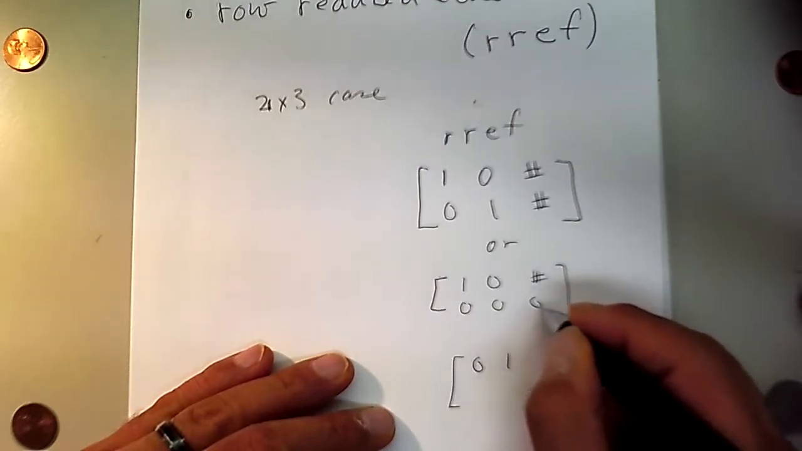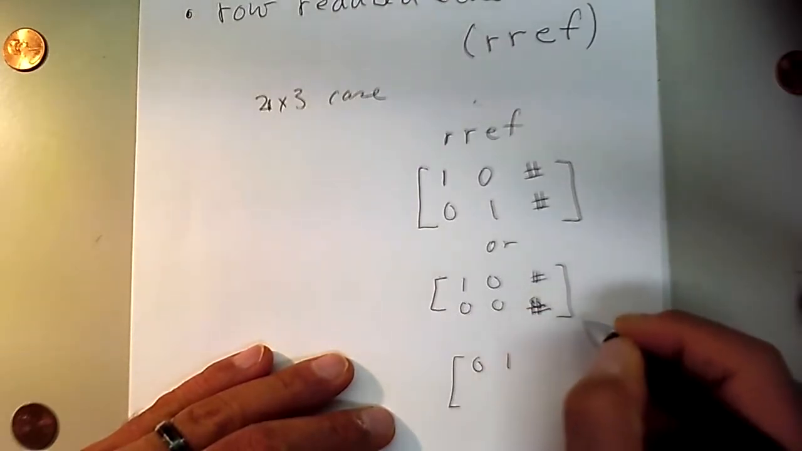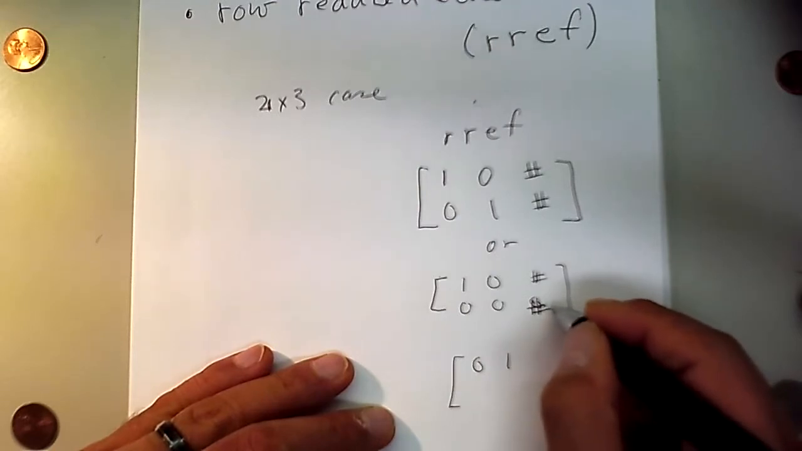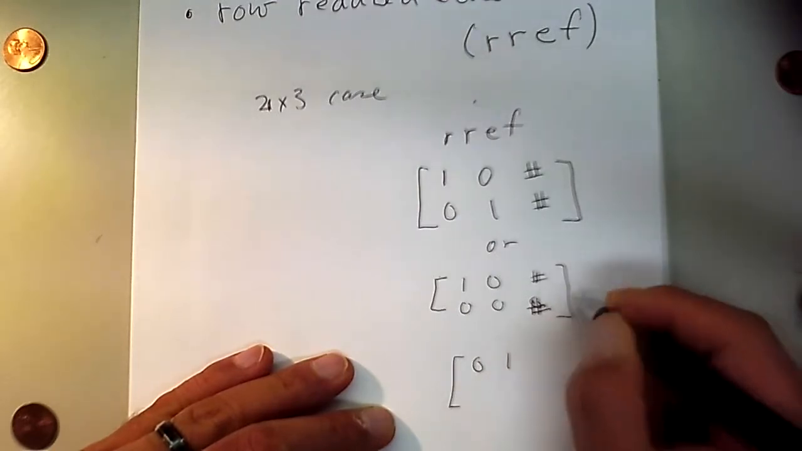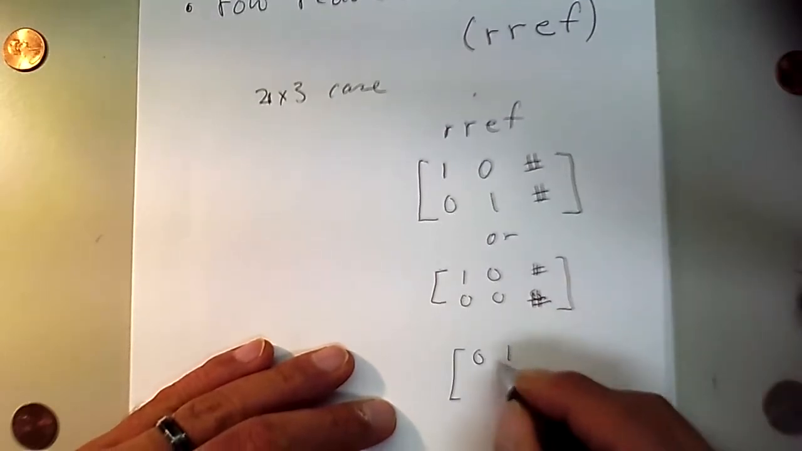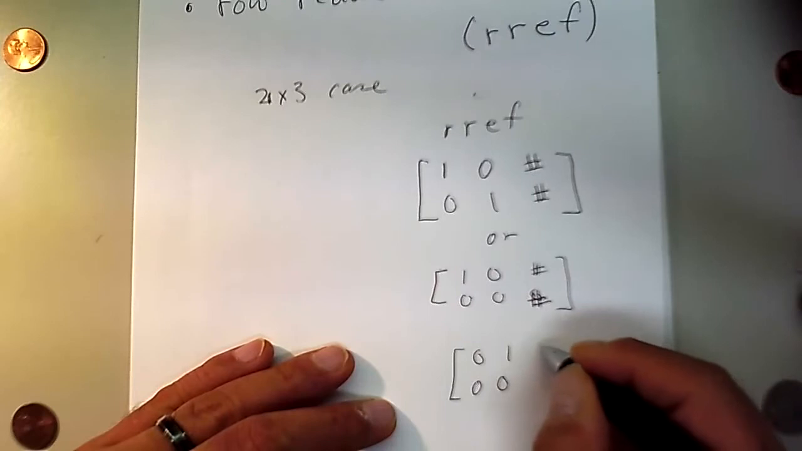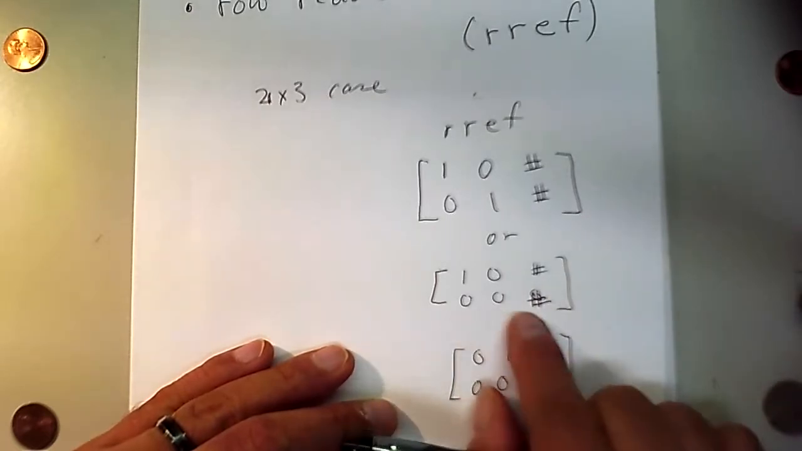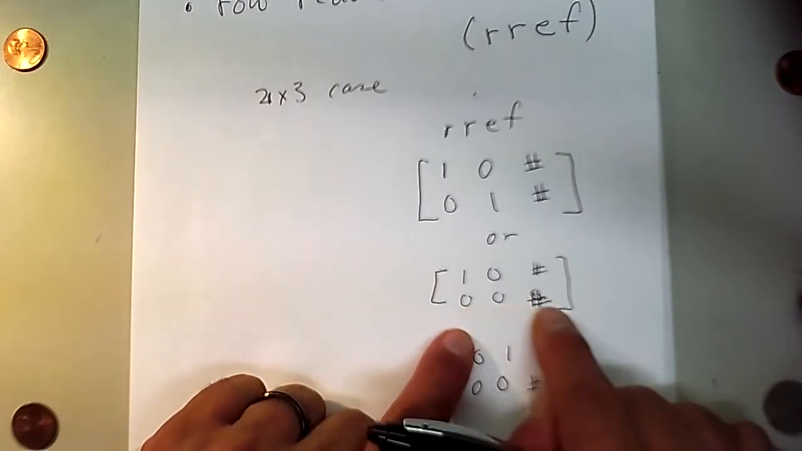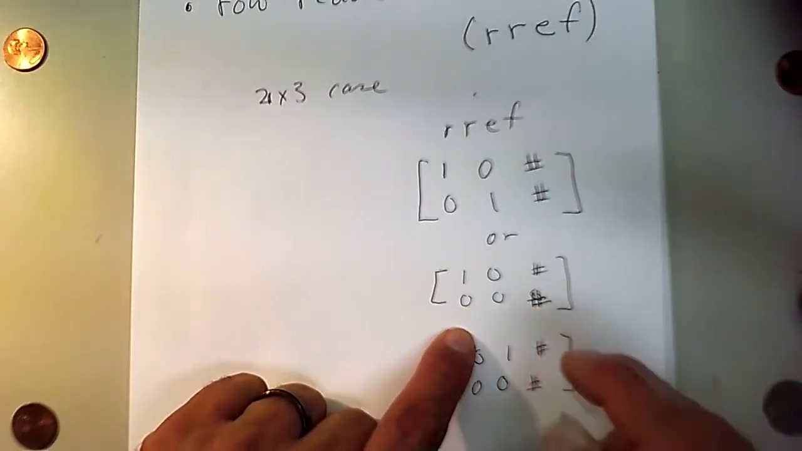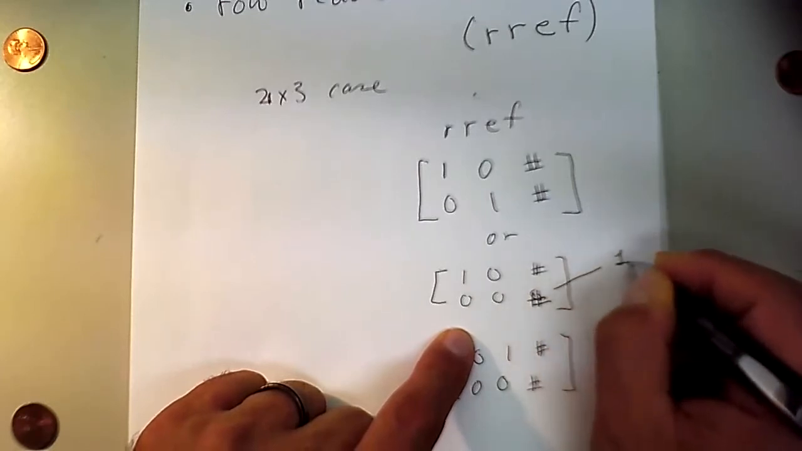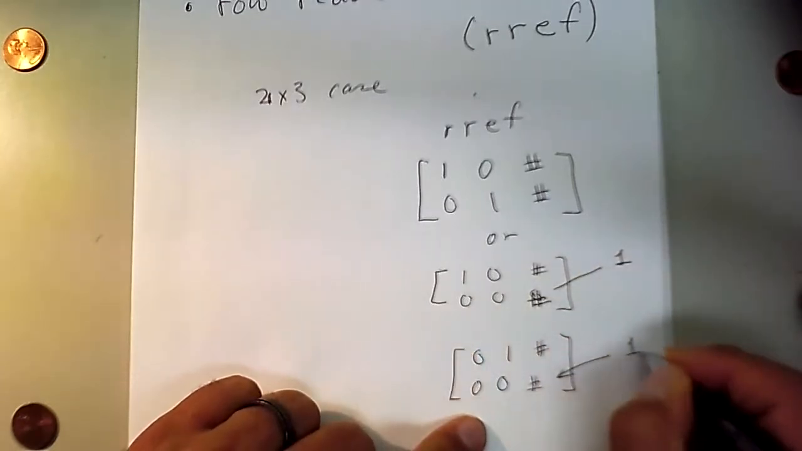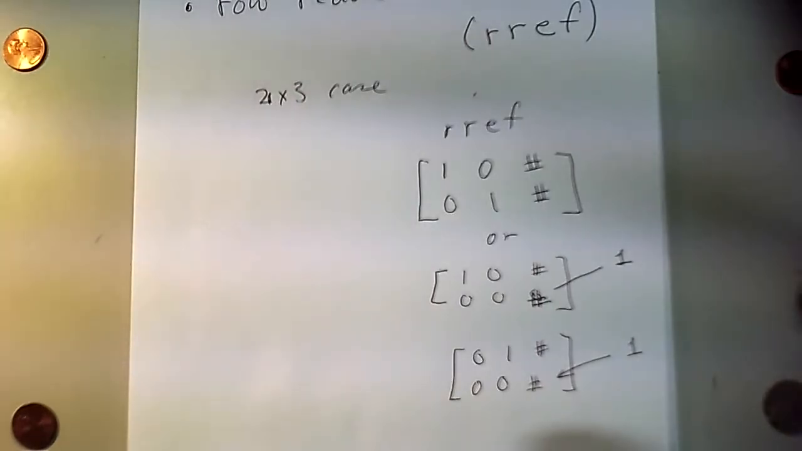Actually, here it doesn't have to be 0. It can be a number, which I suppose could be reduced down to 1. Or 0, 1, 0, 0, number, and then number, which could be 1. And in fact, if we read the first element from left to right, the first non-zero element should be a 1. So I'm going to make an arrow and point to this as a 1. It should be a 1 if we really wanted to have it in row reduced echelon form.